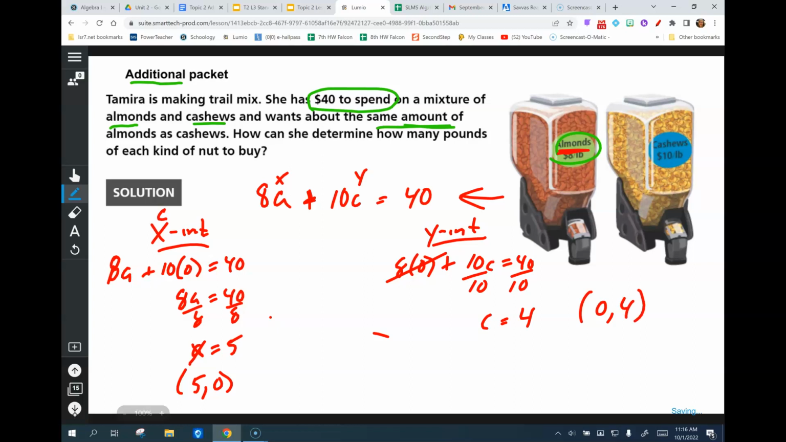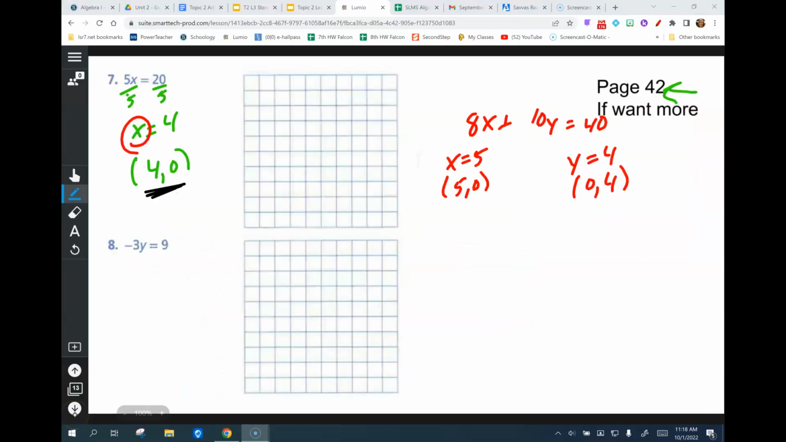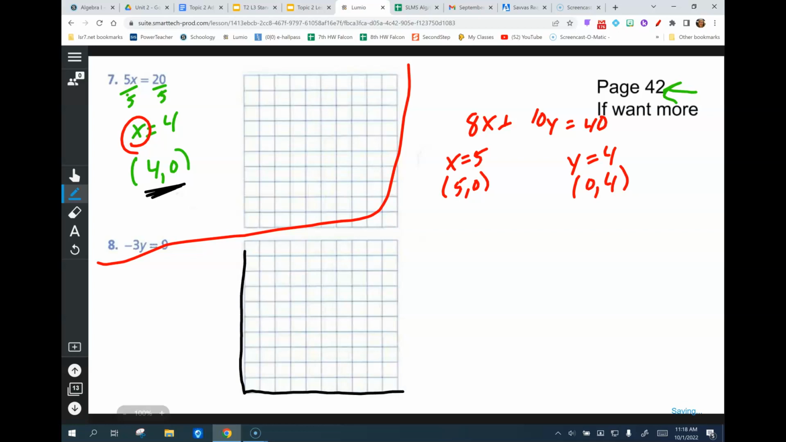Okay, so let's go find a grid. So you're going to go to the grid in your packet. I didn't have a grid when I was doing this presentation, so I just went back to another one. So just ignore all this stuff. We've already done those notes. Okay, so now I'm going to use this grid right here. And think about it. If I'm buying almonds and cashews, am I going to buy a negative amount? No. So I'm going to choose my axis to be right down here. And I'm going to make that my x and this my y.